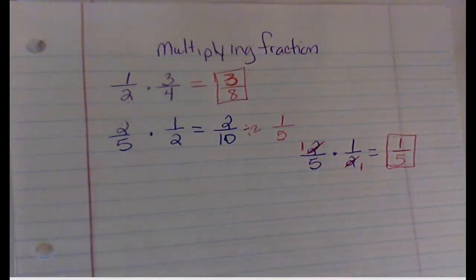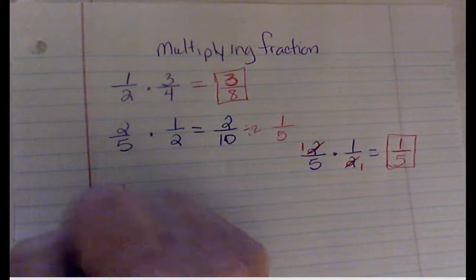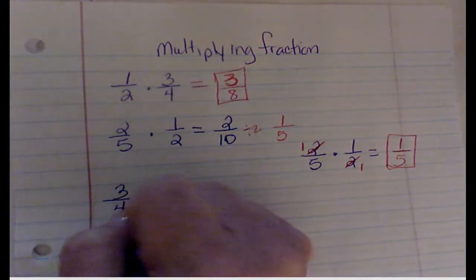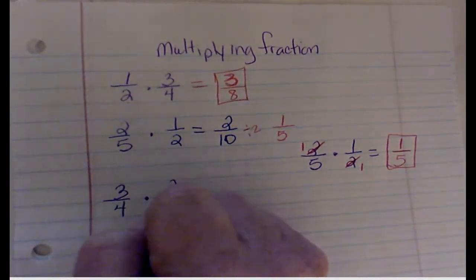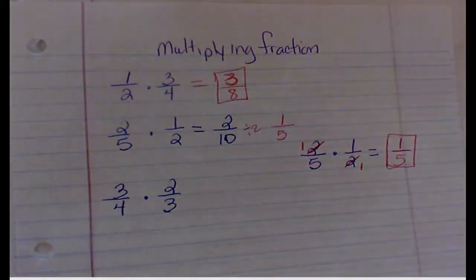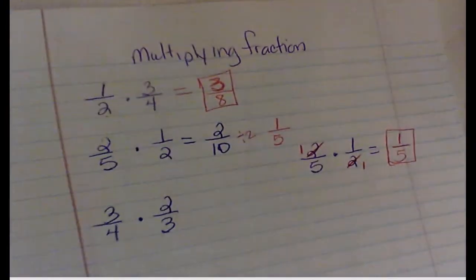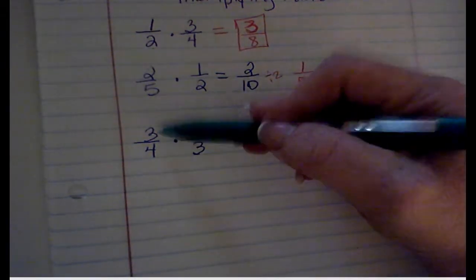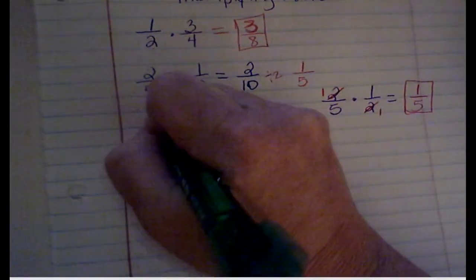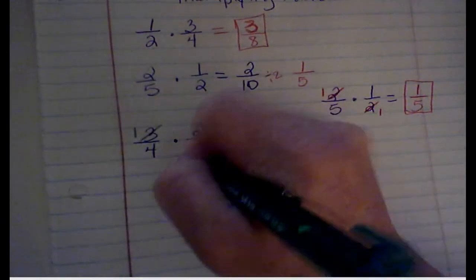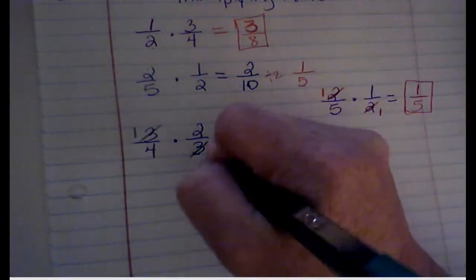Let's try a few more. 3/4 times 2/3. If I look diagonal, 3 and 3, they're the same number, so I know I can divide them both by 3. 3 divided by 3 is 1. 3 divided by 3 is 1. I have to divide them both by 3.